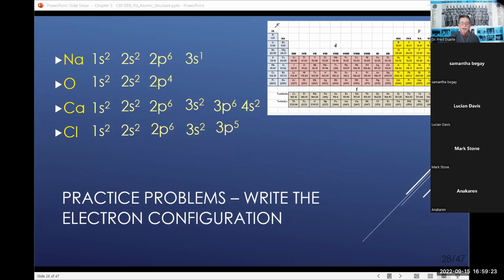Now, let's take a look at a nonmetal. What did I say about nonmetals? Do they want to lose or gain electrons? Remember what I said? Nonmetals want to not lose, metals want to lose. So if metals lose, what do you think the nonmetals want? They want to gain electrons. Okay, and let me show you why.